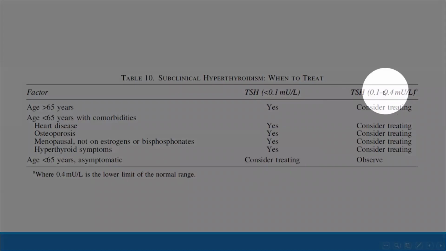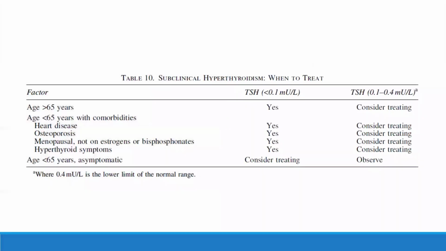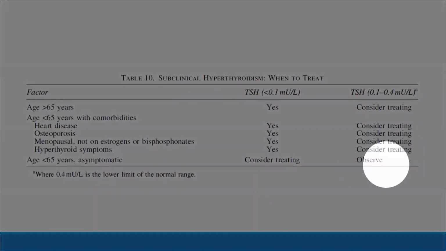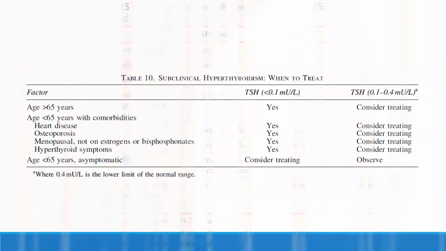But if the TSH is between 0.1 and 0.4, in this situation we can consider treatment with antithyroid medications for all of the previous groups, except if the age is less than 65 and the patient is asymptomatic. In this situation, we can just observe and repeat the thyroid function test.